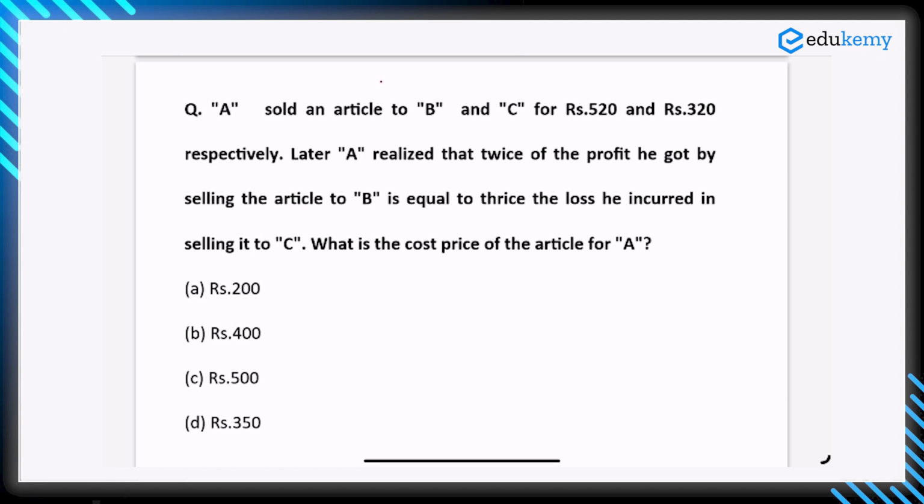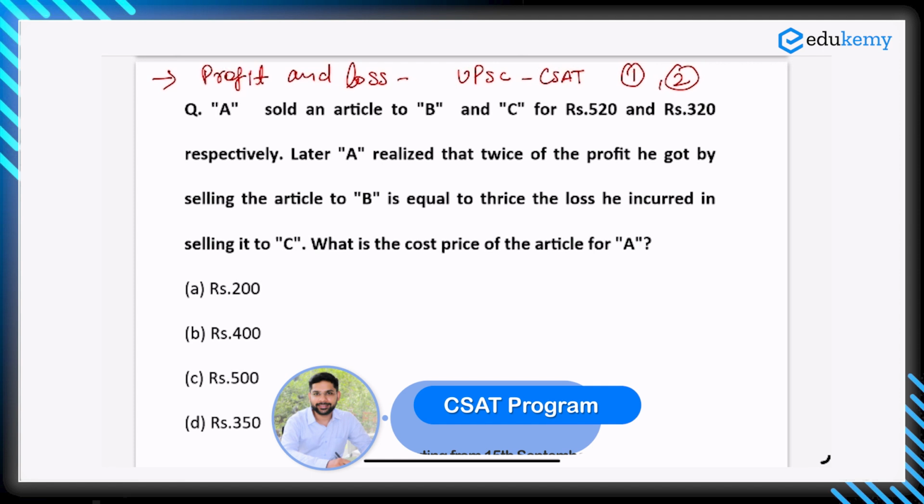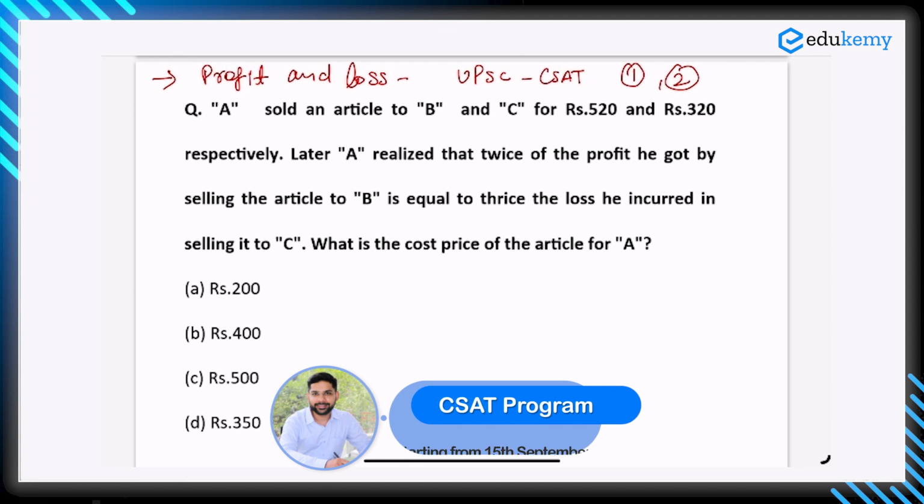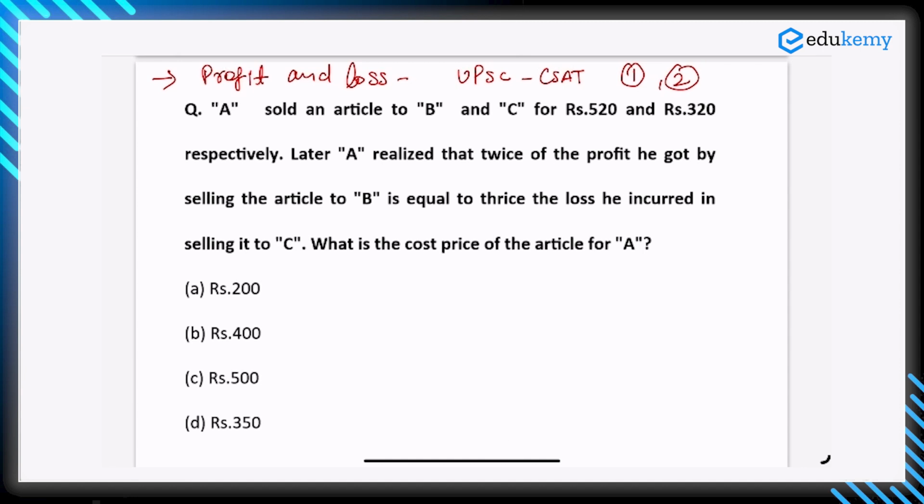So in today's question, we are going to discuss profit and loss. And in the UPSC CSAT, this topic also has weightage. Sometimes one question, sometimes two questions maximum are asked from the profit and loss topic, where we know the selling price and cost price. On the basis of this, the whole question gets solved.